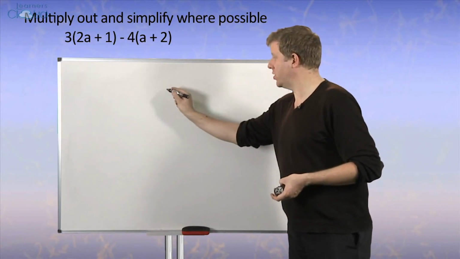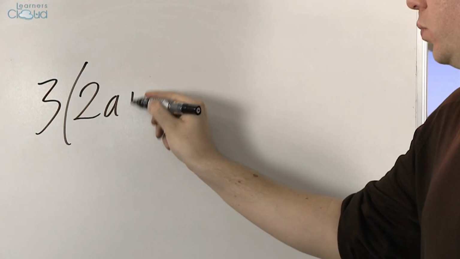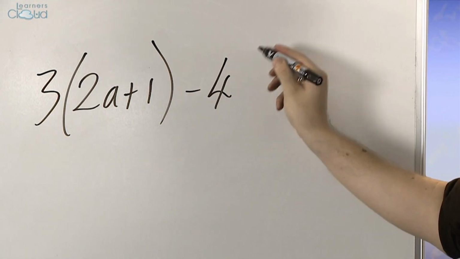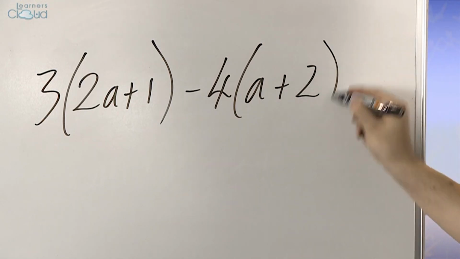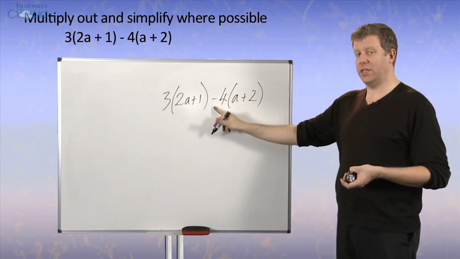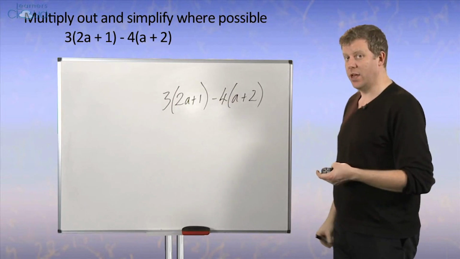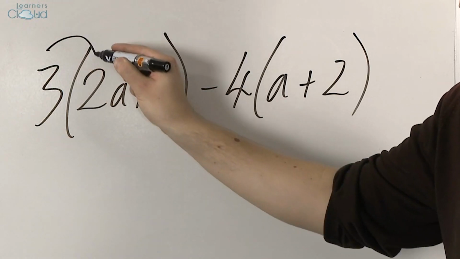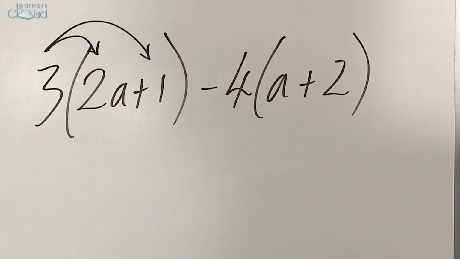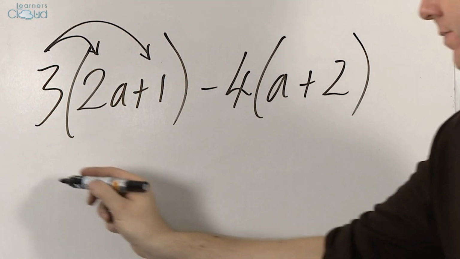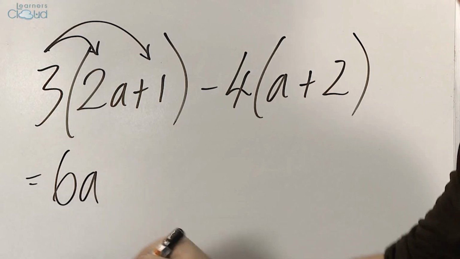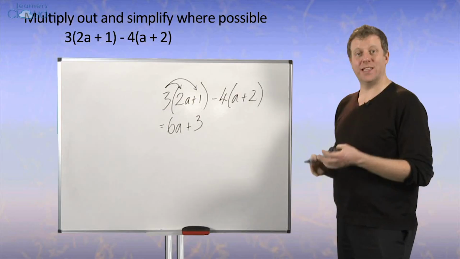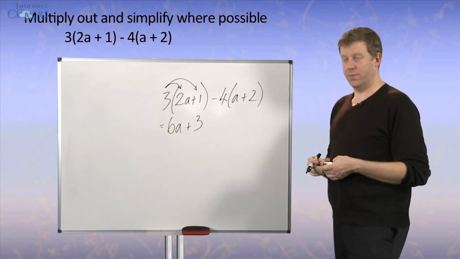I've got 3 lots of 2a plus 1, and from that I'm subtracting 4 lots of a plus 2. Pay close attention to this negative. We're going to come to it in a second, but it's important we remember that there's a negative in front of that 4. Let's multiply out the first bracket. 3 lots of 2a gives me 6a, and 3 lots of 1 gives me 3. So that's our first bracket multiplied out.